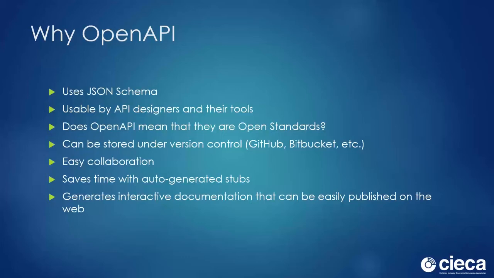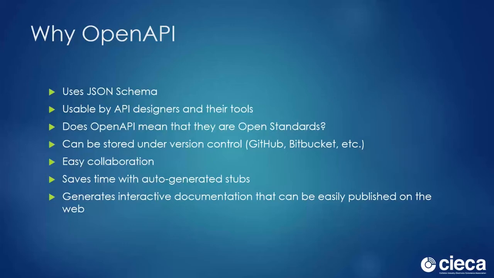OpenAPI has been successful for many reasons. It can be leveraged by both API designers and their tools, as well as developers and their tools. Many developer tools read OpenAPI specifications and generate stubs. This removes much of the boilerplate code that developers have had to create manually in the past.